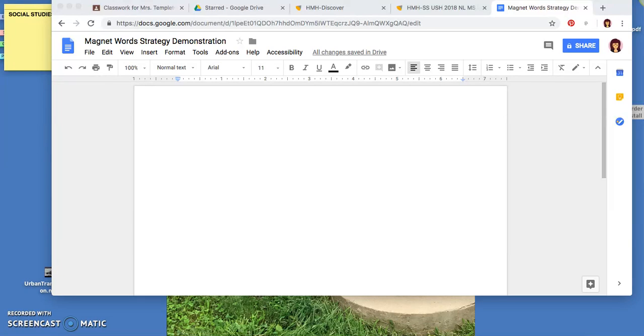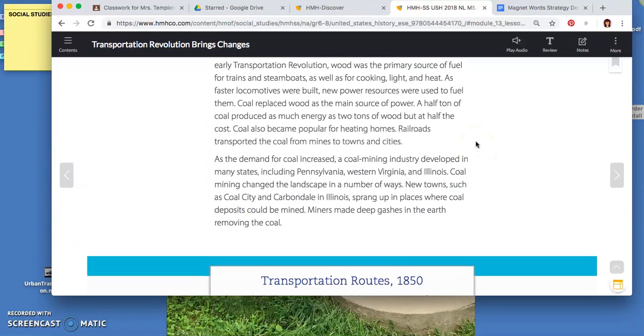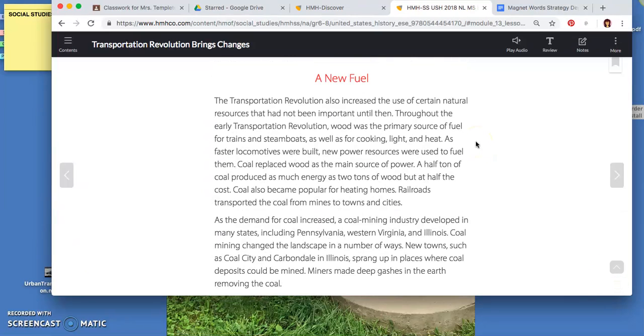This is an explanation of how to use the magnet words strategy for taking notes and summarizing. The first thing you need is a small passage of reading, and you need to make it small because otherwise you're going to have too much information and won't as efficiently be able to summarize. So I'm going to be using these two paragraphs.